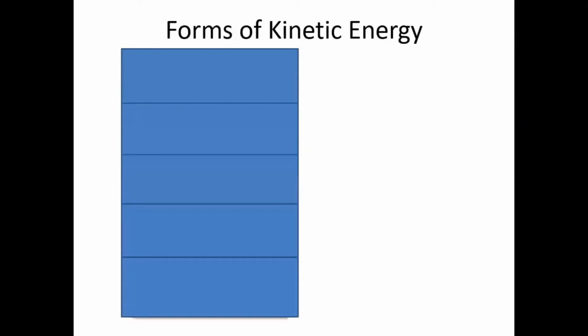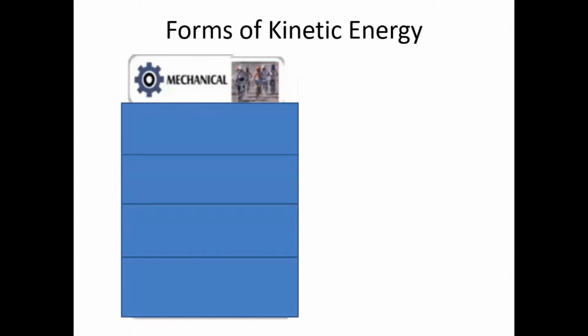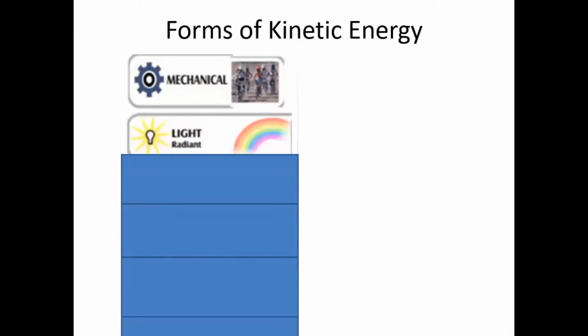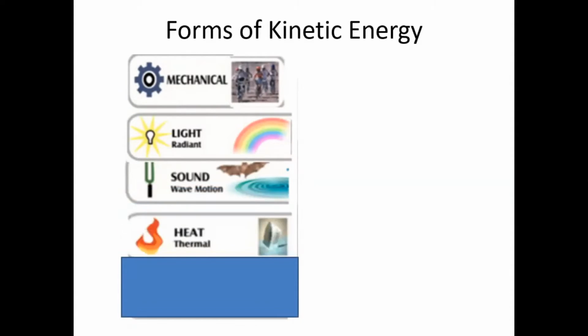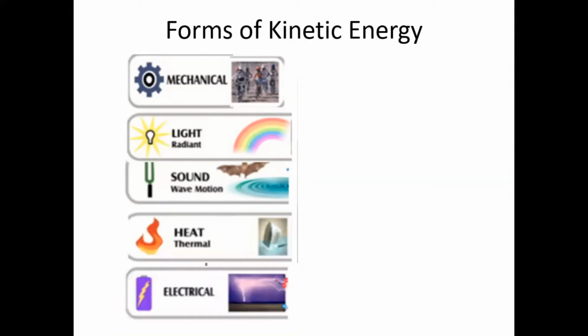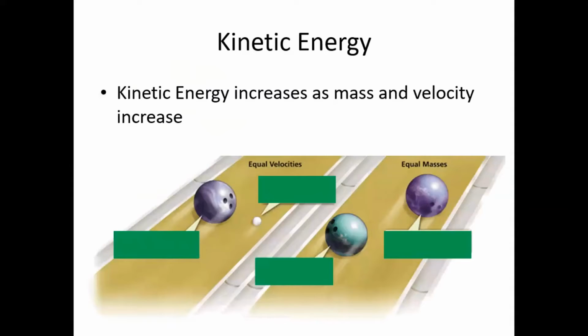What forms of energy fall under kinetic energy? These are mechanical energy, light energy, sound energy, thermal energy, and electrical energy. So these forms of energy are related to moving objects. Now, what factors affect kinetic energy? Kinetic energy increases as mass and velocity increase.